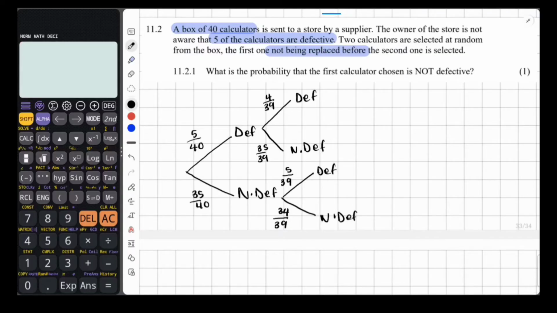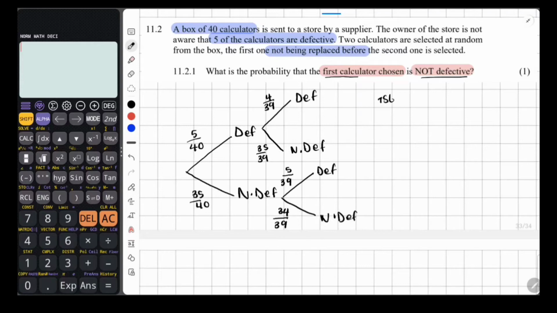So let's just look at what exactly they are asking for. They said, what is the probability that the first calculator chosen is not defective? The position matters a lot. They're saying in this one, the first calculator chosen needs to be not defective. They are not bothered about what the second calculator chosen is going to be. So this is what they're saying: the first calculator just has to be not defective.